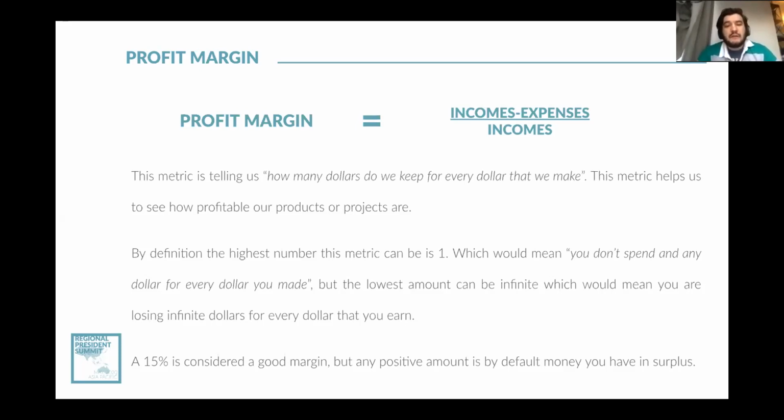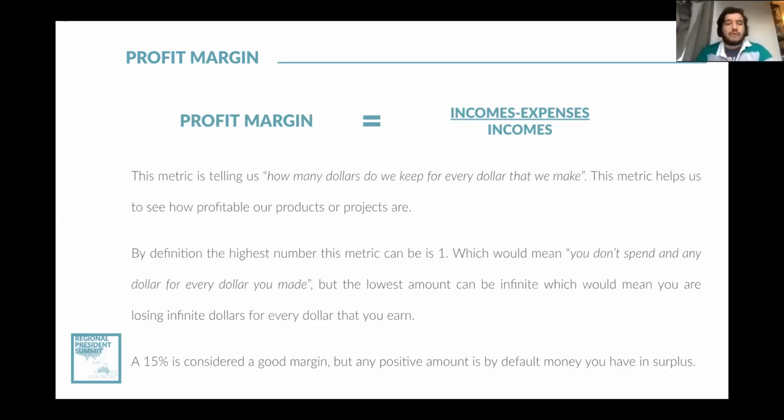But the lowest amount that it can have is minus infinity, right? So imagine again, you are receiving 10K for a conference and you are spending 100K. So you would have a negative profit margin because it means you're losing. If you have a negative profit margin, it means that you're losing money.